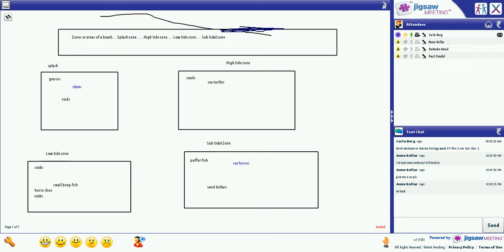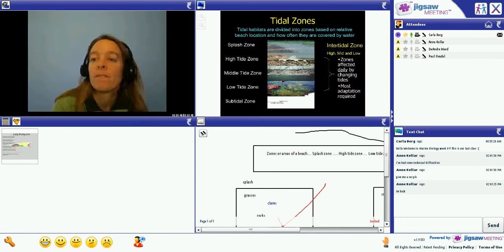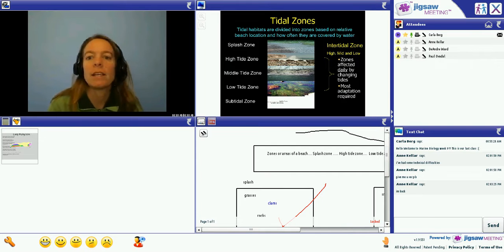Okay, so let's go ahead and take a look at what you guys have up here and what animals you think are where in the beach ecosystem. So right now we have in the splash zone grasses, rocks, and clams. All of those can be found in the splash zone. Good job. In the high tide zone we have snails and sea turtles. Good job. The low tide zone, horseshoe crabs, small bony fish and crabs. Great job. Subtidal zone, we have pufferfish, seahorses, and sand dollars. Fantastic. Well, we are going to go ahead and look at a PowerPoint now about the different zones of the beach.